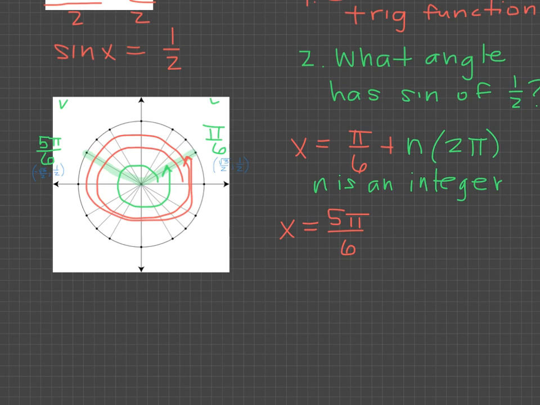And we can do the same for 5 pi over 6. We want to include every angle that shares that terminal side of 5 pi over 6, so we add a multiple of n times 2 pi.